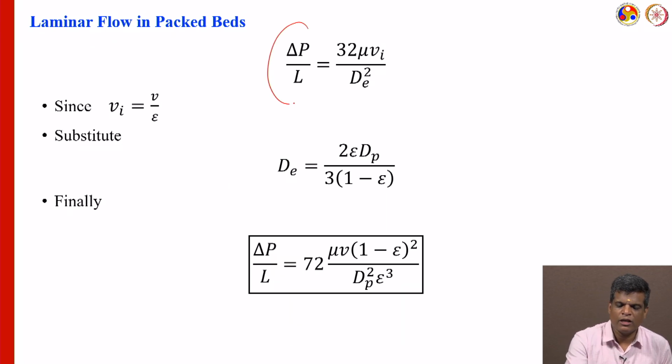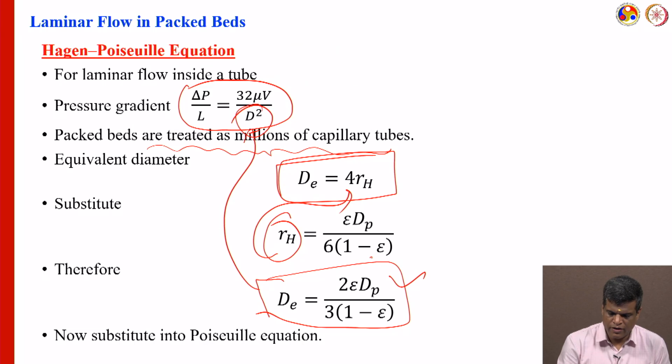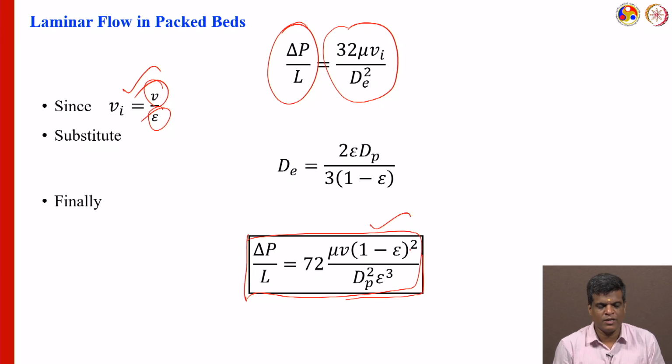So, delta P by L equal to 32 mu VI, where VI is the interstitial velocity, the ratio of superficial velocity by porosity. We substitute V and also dp in this equation. After the modification we get a beautiful expression: delta P by L equal to 72 mu V by 1 minus epsilon square by this one. It is the equation for flow through packed bed for laminar flow, and we will always use it for laminar flow.